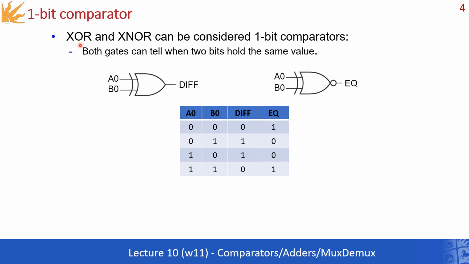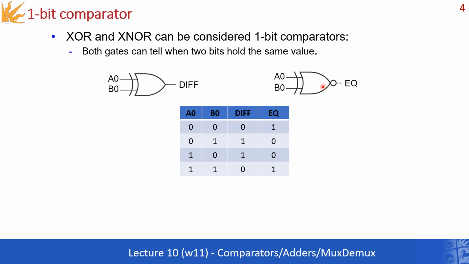So as you've seen, XOR and XNOR, which we also clarified can be used as an equivalence gate, can be considered as one-bit comparators. And what does that exactly mean? Well, let's take XOR as our example. It will output 1 if and only if the two inputs are different.